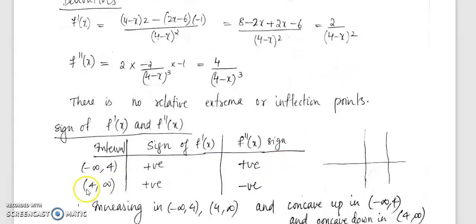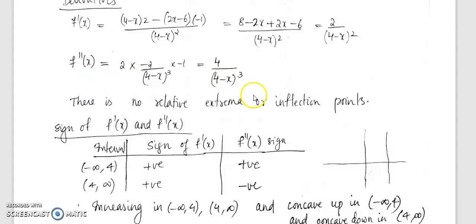So we get two intervals. First minus infinity to 4, then 4 to infinity. In minus infinity to 4, f dash is 2 by (4 minus x) whole square. This term is always positive. At x equal to 4 it is not defined. Everywhere else it will be positive. So the sign of f dash is positive in both intervals.